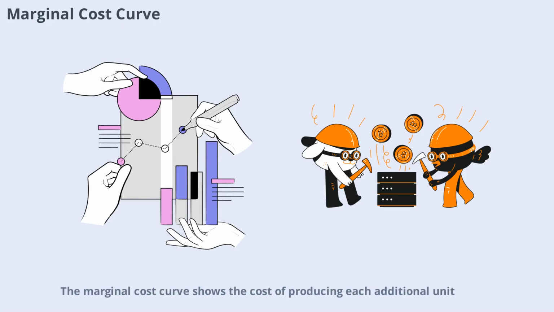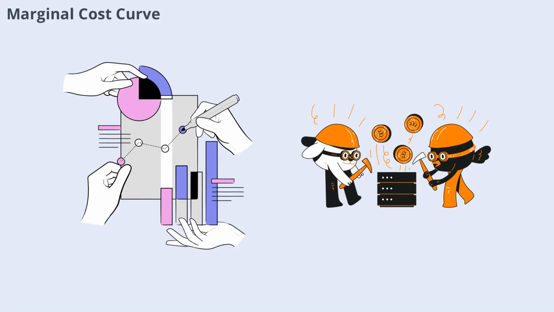Marginal cost curve shows the cost of producing each additional unit. It often intersects the average cost curve at its lowest point. When marginal cost is below average, cost falls. When marginal cost is above average, cost rises. This relationship is key for understanding how to optimize production. The marginal cost curve helps managers decide when to increase or decrease output.